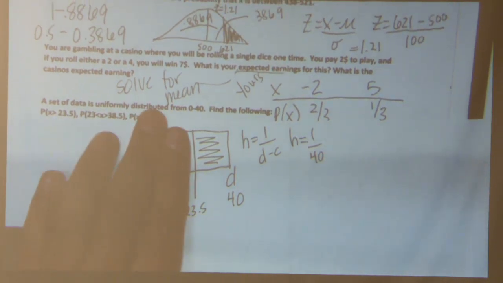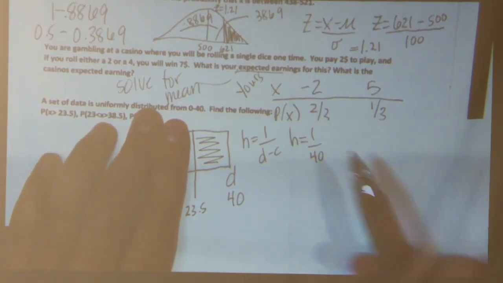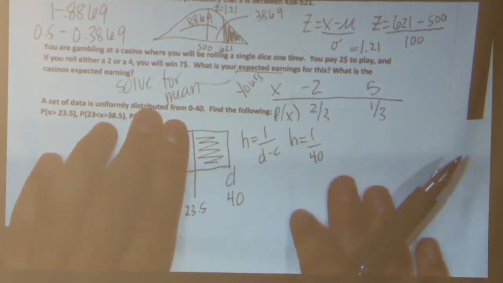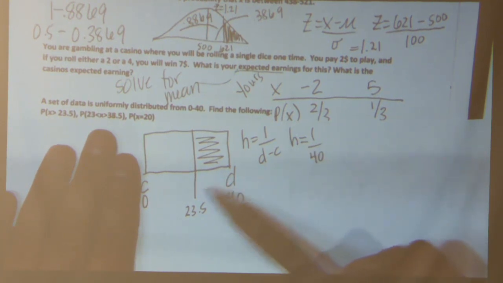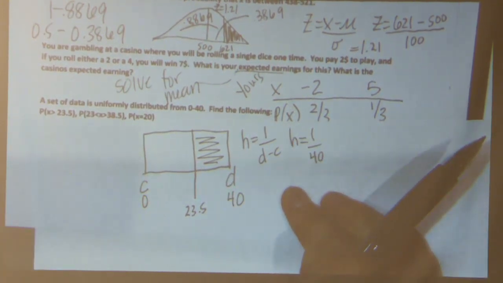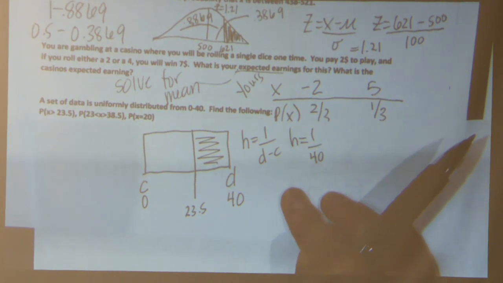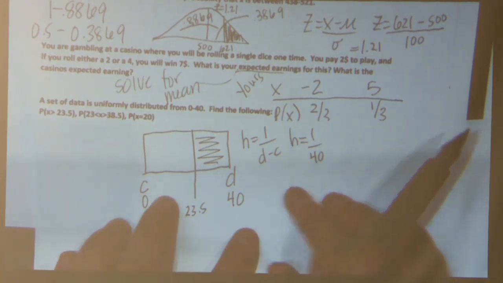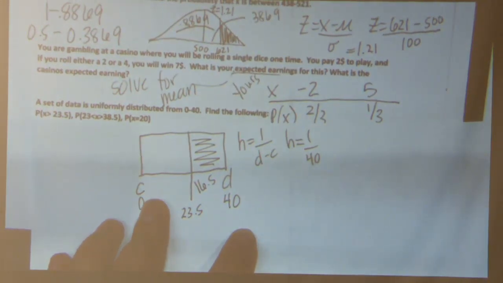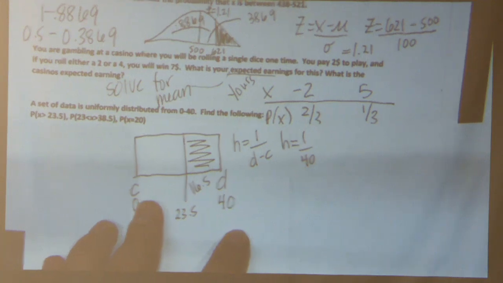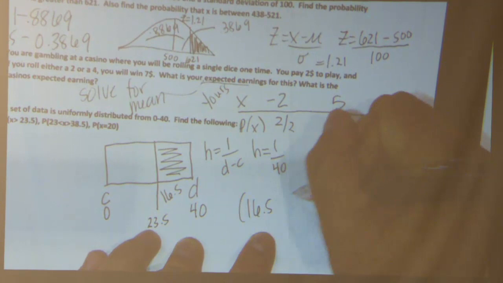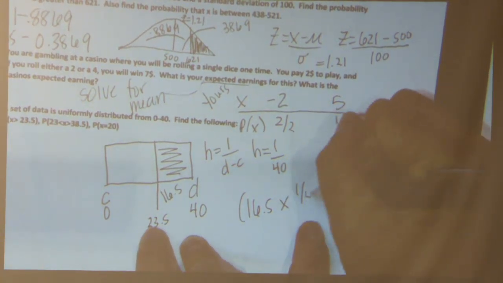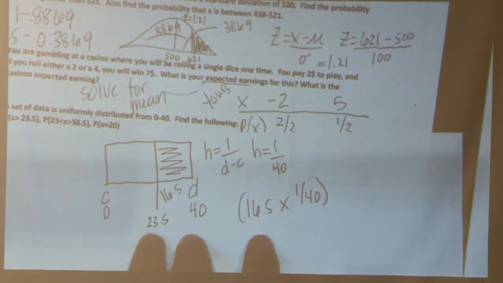So now this half is irrelevant. You only need to worry about this side now. We have our height being 1/40, but we need to find our width. So what we're going to do is take the 40 and subtract out the 23.5 to give us 16.5 between the two values. Now to find the probability, we take the width, 16.5, and multiply it by the height of 1/40, and that will give you your probability.